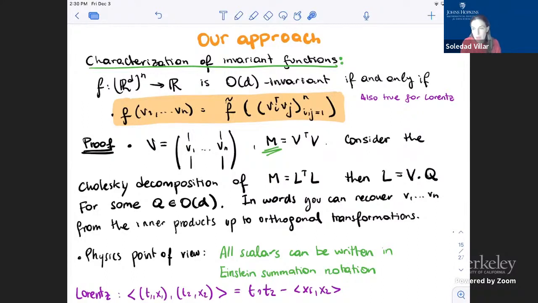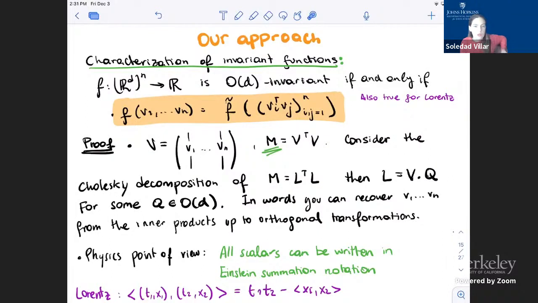The reason why this holds: one direction is obvious, because if I apply a rotation to my input vectors, the inner products don't change. And the other direction is by considering, given the matrix of inner products, M, I can recover the factorization of M as L transpose L using the Cholesky decomposition. And then that factorization is unique up to orthogonal transformations. So basically you can recover the input vectors up to orthogonal transformations, which is what we wanted.